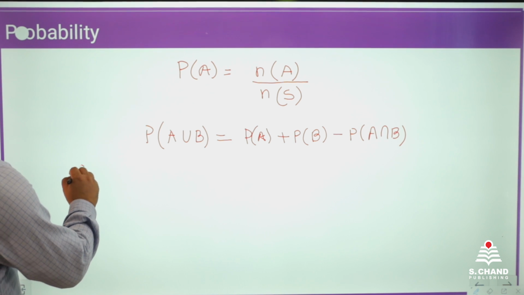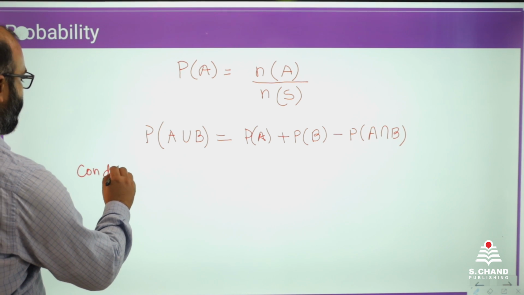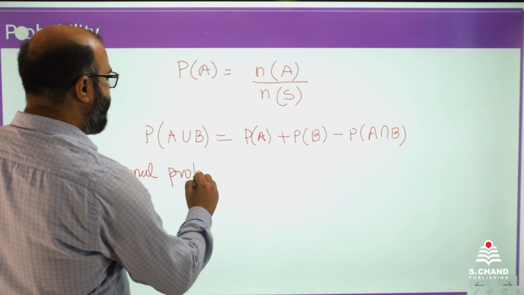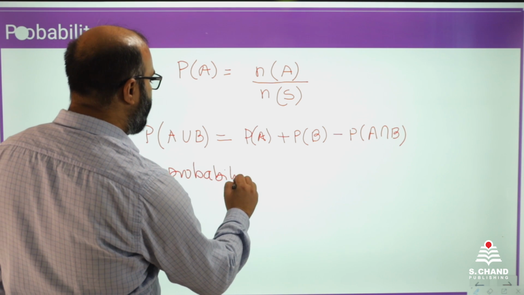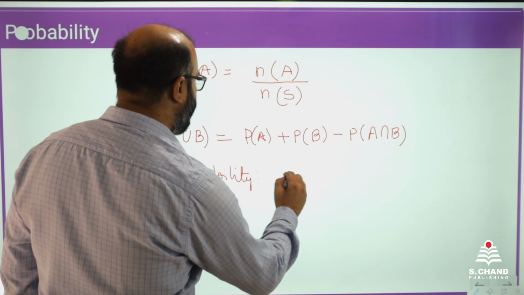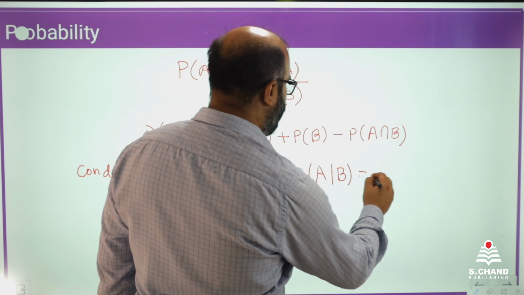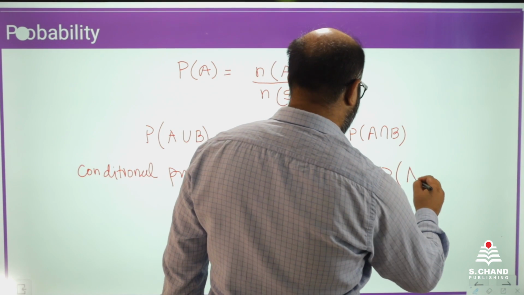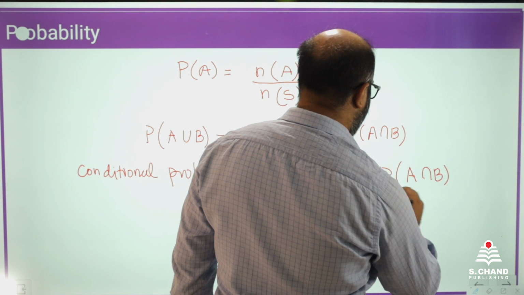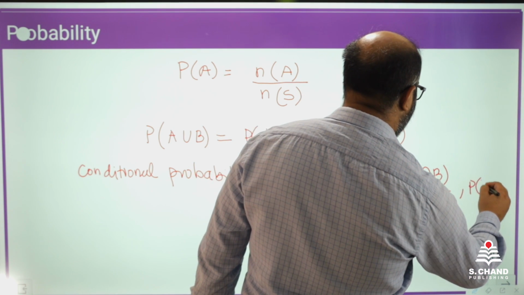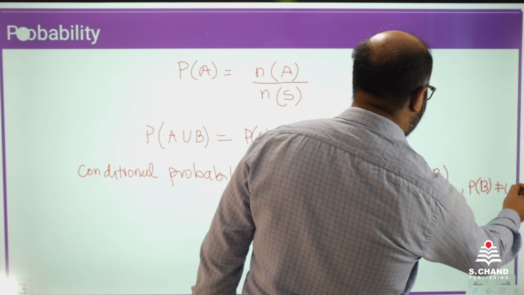Then we have conditional probability. The conditional probability says that if we have, suppose, an event B which has already occurred, then what is the probability that the event A will occur? That is P of A by B. So this is actually P of A intersection B by P of B, where P of B is not equal to 0.